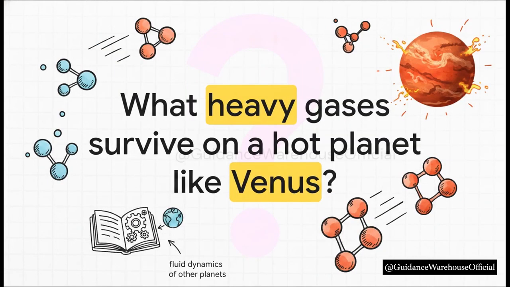Which leaves us with a fascinating final thought. We know temperature speeds atoms up, and we know heavy atoms move slower than light atoms at the exact same temperature. So, if molecular speed dictates whether an atmosphere survives or not, what kinds of massive, heavy gases might be clinging to the surface of a scorching hot, high-gravity planet like Venus? Think about that for a bit.